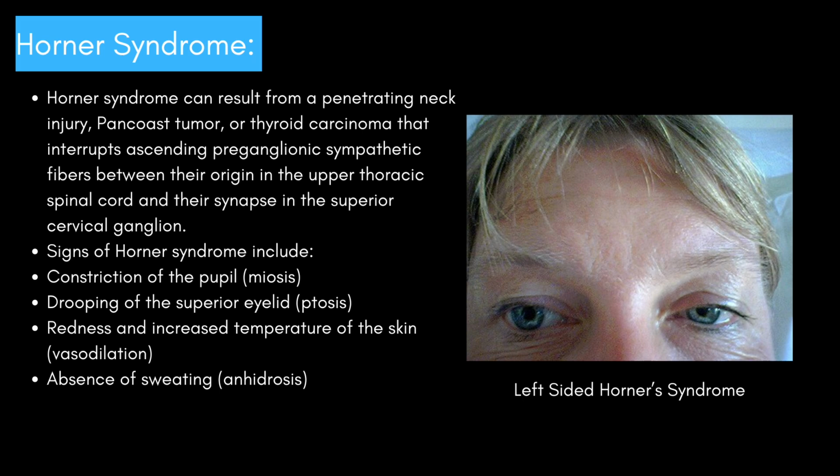Horner syndrome can result from a penetrating neck injury, Pancoast tumor, or thyroid carcinoma that interrupts ascending preganglionic sympathetic fibers between their origin in the upper thoracic spinal cord and their synapse in the superior cervical ganglion. Signs of Horner syndrome include constriction of the pupil, miosis, drooping of the superior eyelid, ptosis, redness and increased temperature of the skin, vasodilation, absence of sweating, anhidrosis.